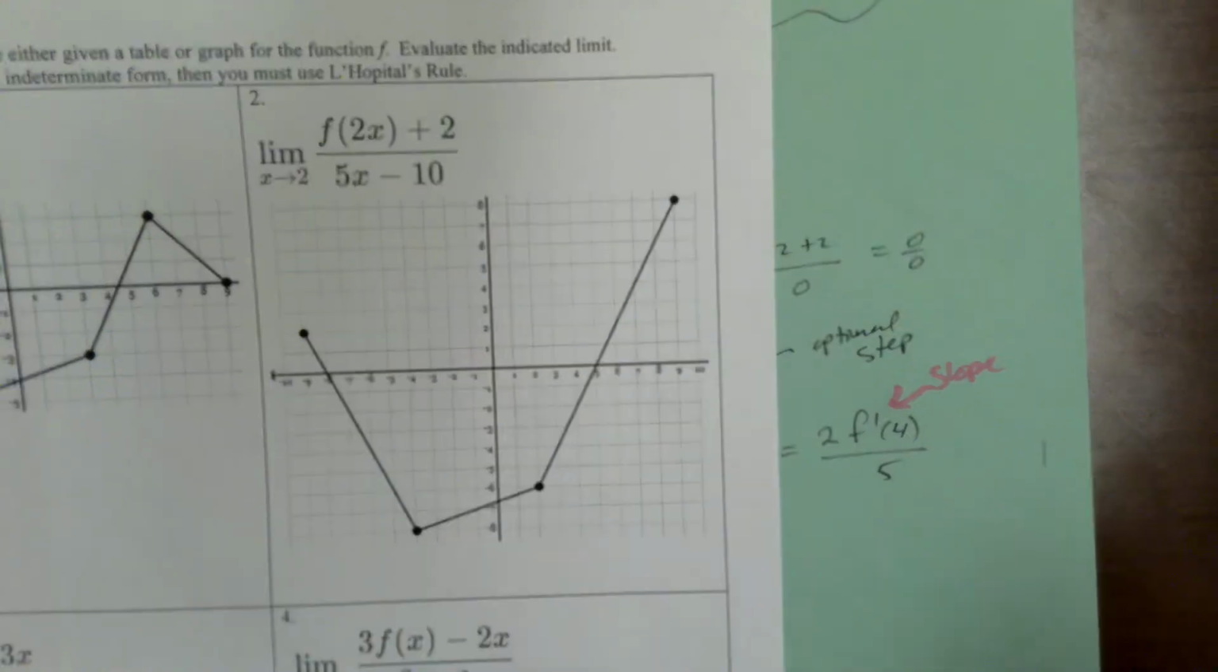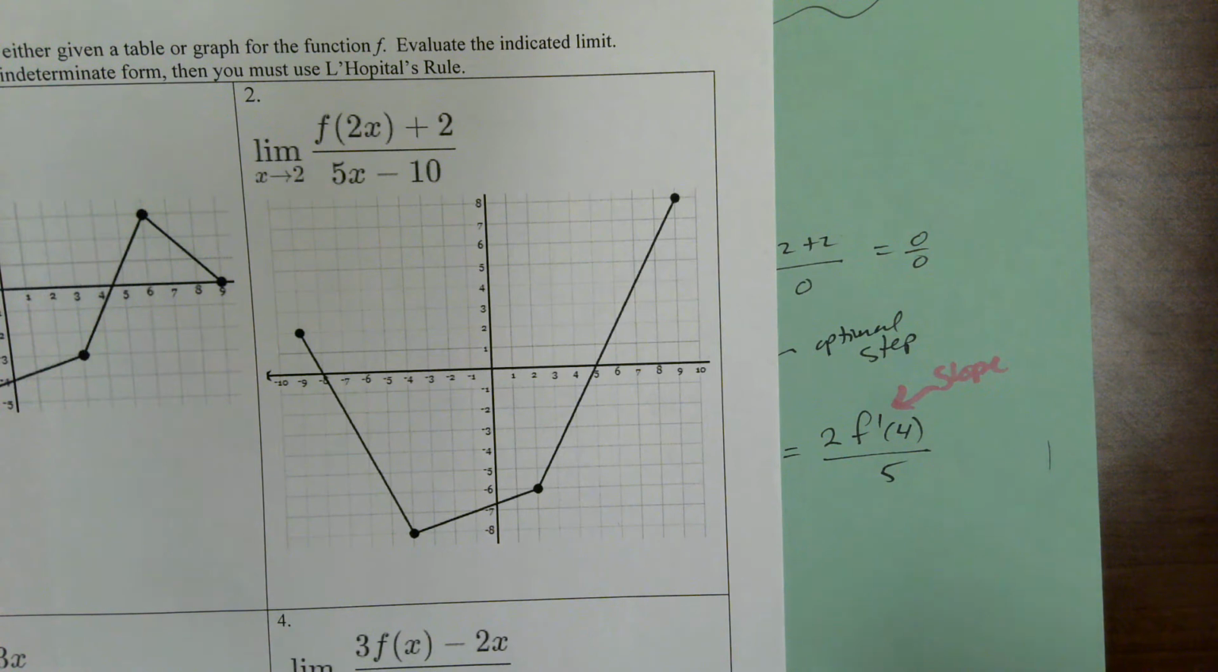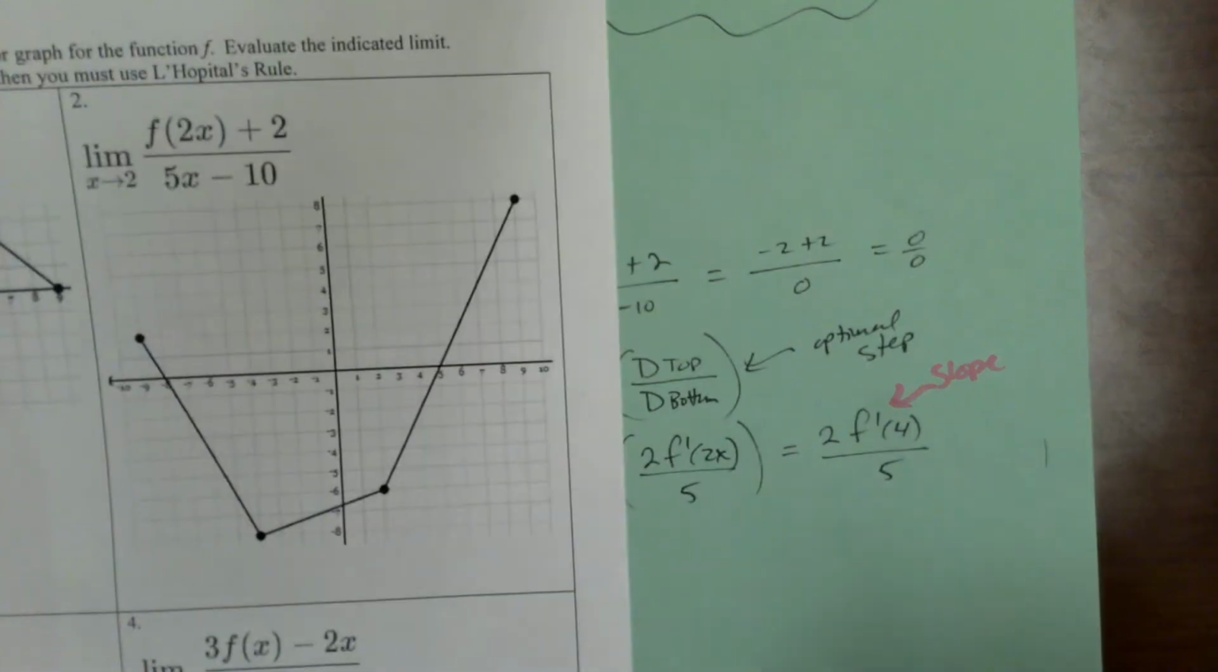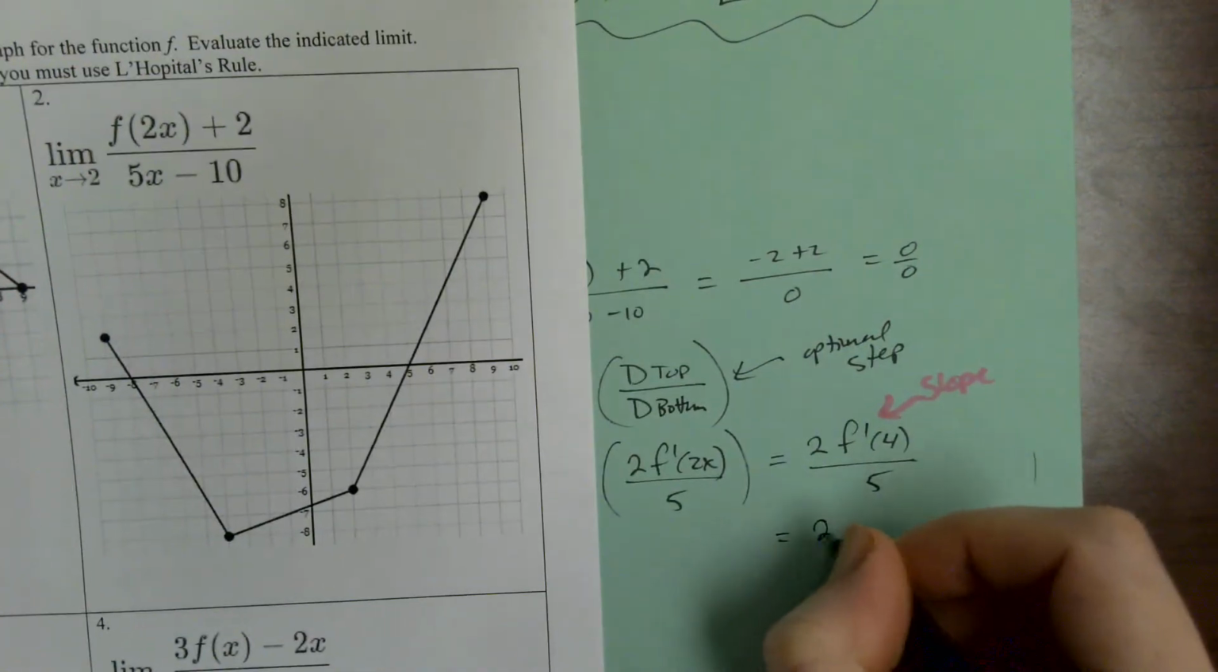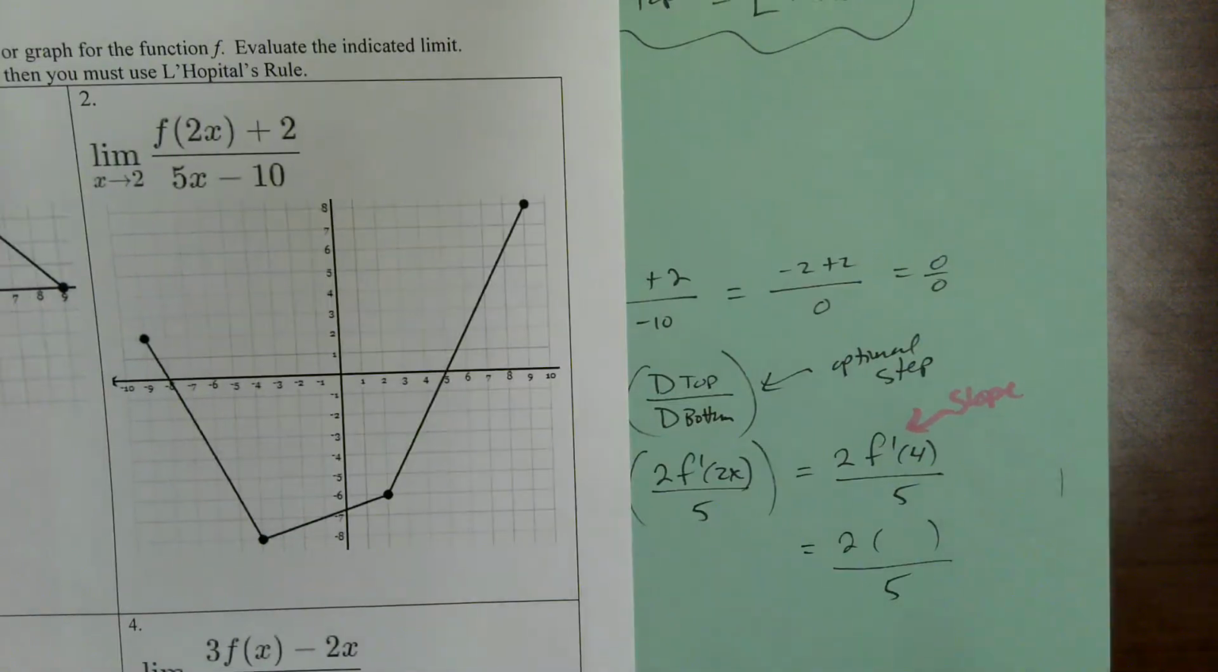But anyway, if you have a straight line, the instantaneous rate of change is the rate of change. It's the same thing. So we just got to get the slope. All right, so this is going to be 2, and then I need the slope over 5.